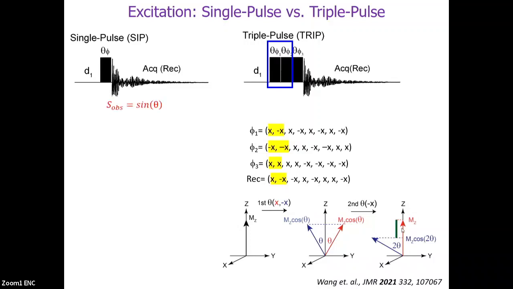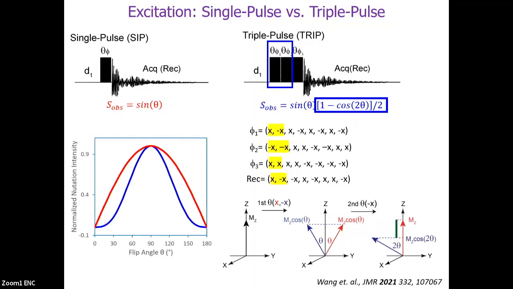So if we look at the single pulse, the observable NMR signal is proportional to the sine of the flip angle theta. And for this triple pulse, in addition to this sine theta, we have a scaling factor resulting from these two pulses, which is 1 minus cosine 2 theta divided by 2, because it's averaged over 2 pulses, 2 scans.